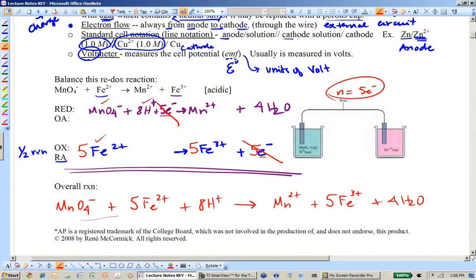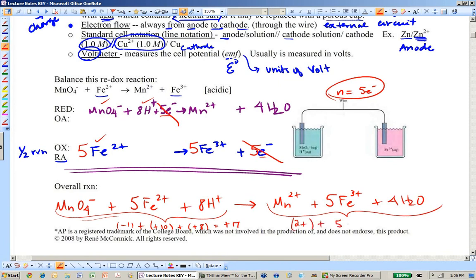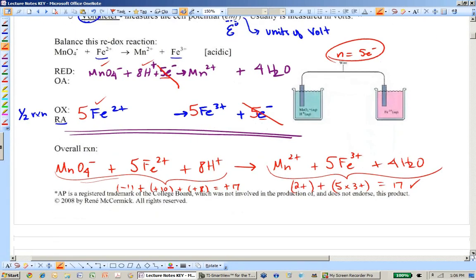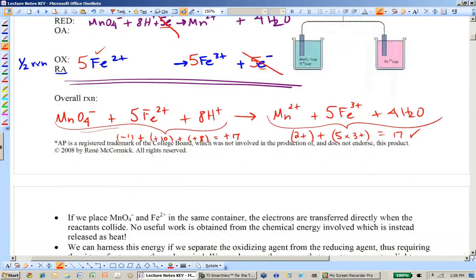So my total charge on this side of the equation is a -1 for that permanganate, plus 5 times +2, so plus 10, plus 8. And that totals +17. I'm looking for +17 on this side. This side's easier. Waters are neutral, and I got a 2+, and I have 5 times the 3+, for a total of 15 plus 2, which equals 17, and we're golden. So this is a balanced reaction. Takes a little while. These are going to be multiple choice questions that are going to take you a little while. So you do need to practice those and get your speed up.